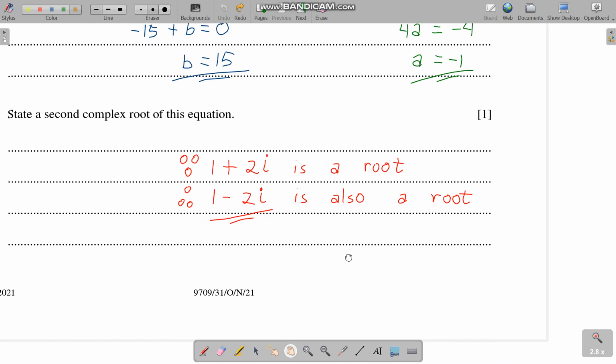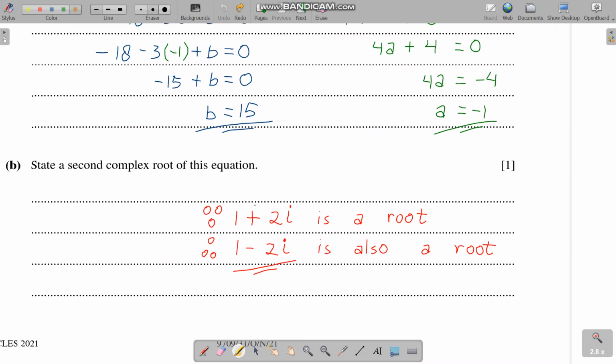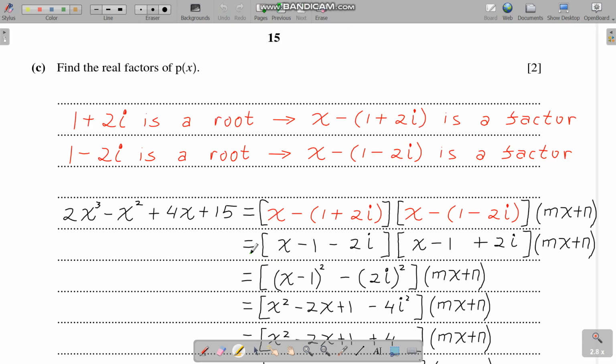Now the next part, the second complex root. Previously we know that u is a root. This is u, which means u star, the conjugate, is also a root. The conjugate is exactly the same, but with the opposite imaginary part. So if this is plus, it is minus. If it's minus, the other one is plus. Okay, find the real roots of p of x.